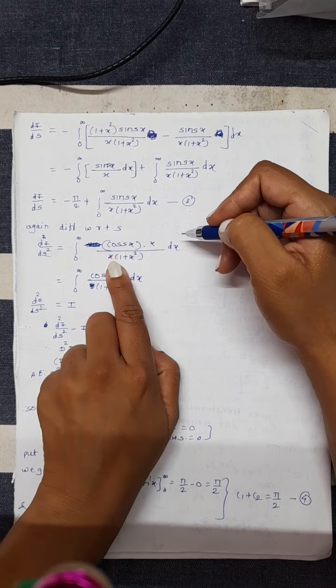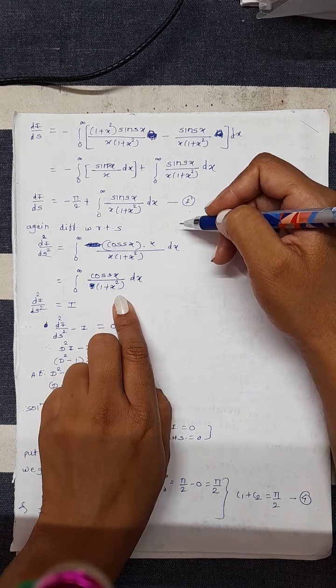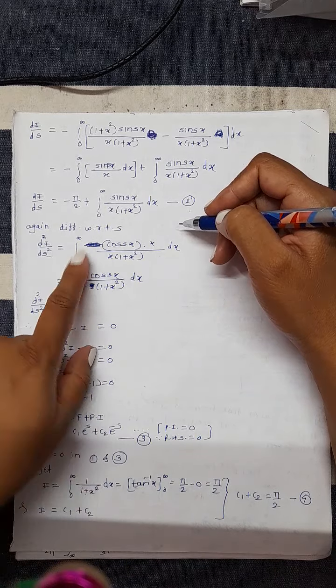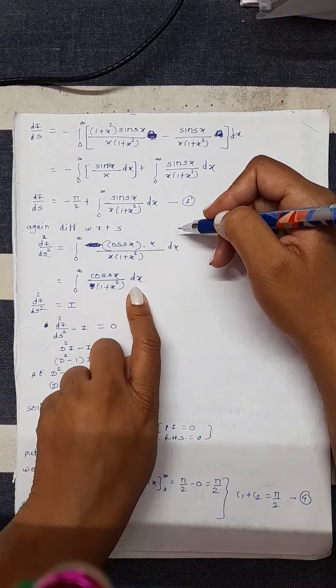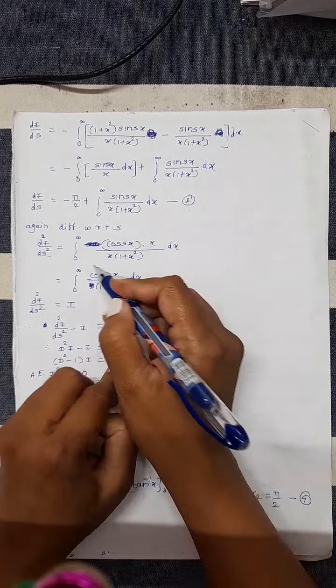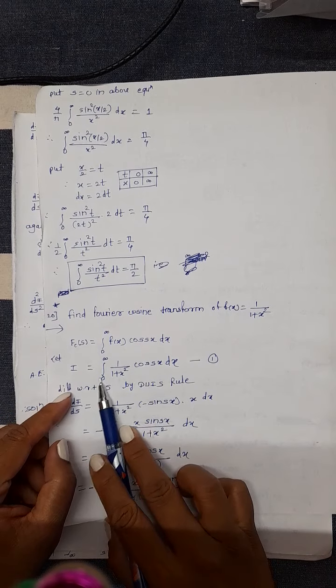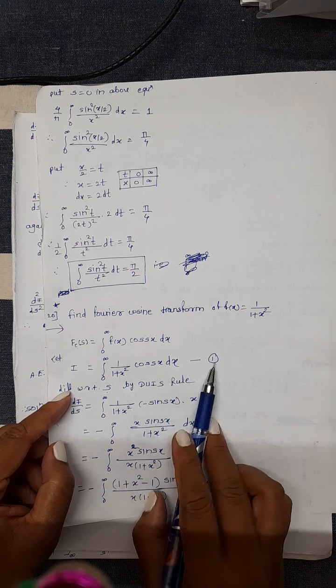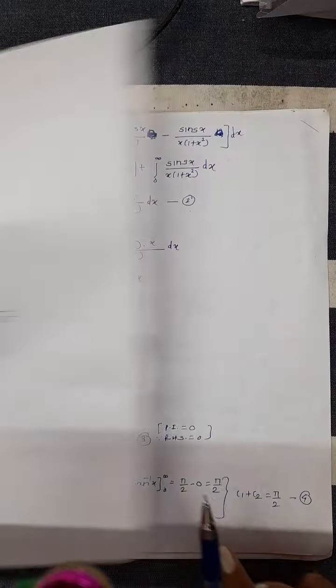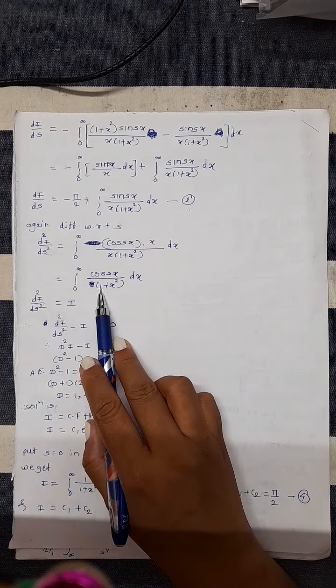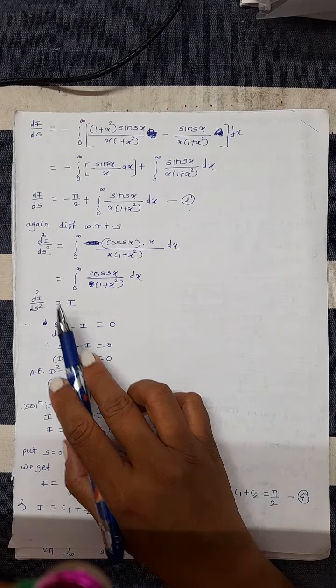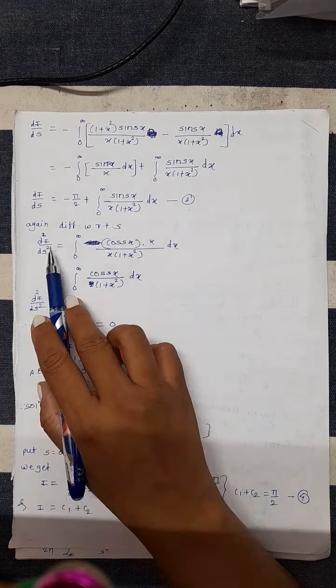Now this x gets cancelled with the next term. We get integral from 0 to infinity of cos sx upon 1 plus x square dx. And you observe this integration, this integration and our original integration are the same. That's why this is equal to I, our original integration. Therefore d2I by ds square is equal to I.